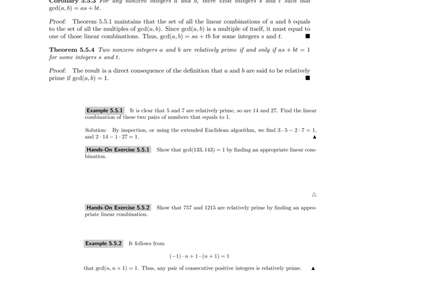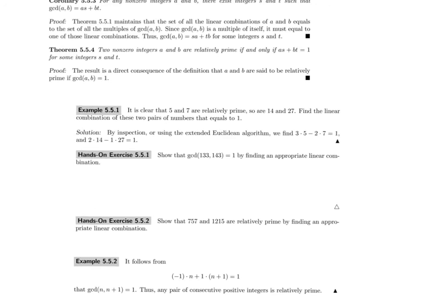Speaking of examples, let's talk through a couple of examples here. So 5 and 7 are relatively prime. They're both actually prime, so they're definitely relatively prime to each other. 14 and 27 are also relatively prime. They have no common factors other than 1. So that means their greatest common divisor is 1.